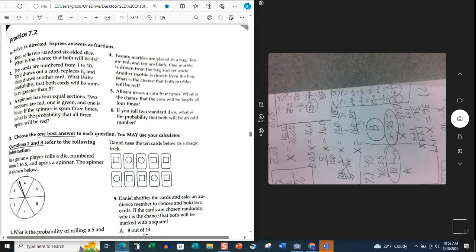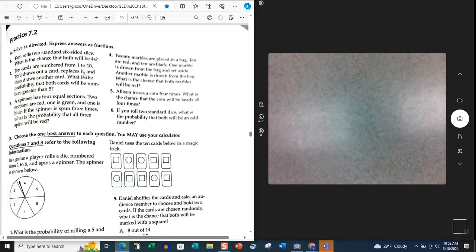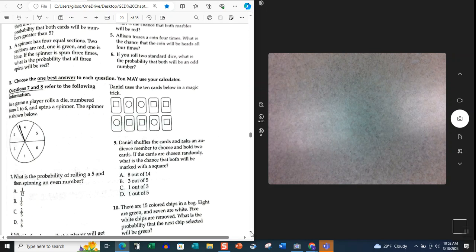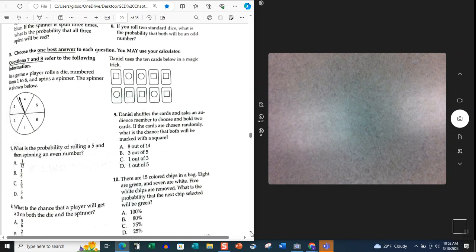All right, so now we took care of problem 6. Now we move down here. Now it says choose the one best answer to each question. You may use your calculator. Questions 7 and 8 refer to the following information.